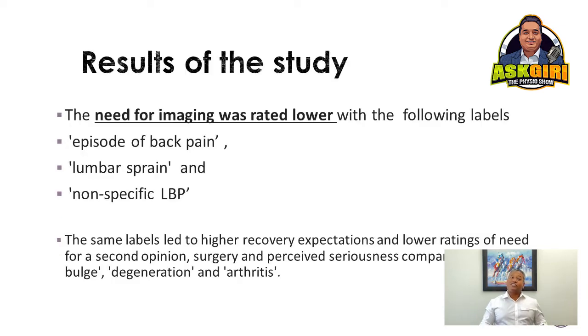So what are the results of the study? The need for imaging, the need for a second opinion, the need for surgery, the need for increased pain medications were rated much lower by the people who got these labels: episode of back pain, lumbar sprain, and non-specific lower back pain. But the people who got disc bulge, degeneration, and arthritis had quite a bit of expectation about needing surgery or imaging or a second opinion. So it's a very interesting study.